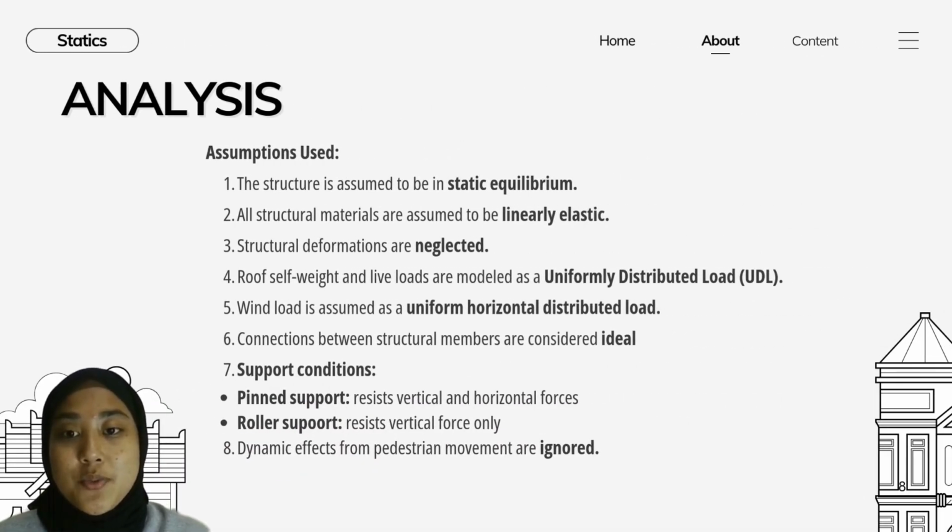Next, we will discuss the analysis. Several assumptions were made to simplify the analysis. The structure is in static equilibrium, materials are linearly elastic and deformations are neglected. Roof and live loads are treated as uniformly distributed, wind load as horizontal UDL, and connections are ideal, pin support only vertical, and dynamic effects are ignored.